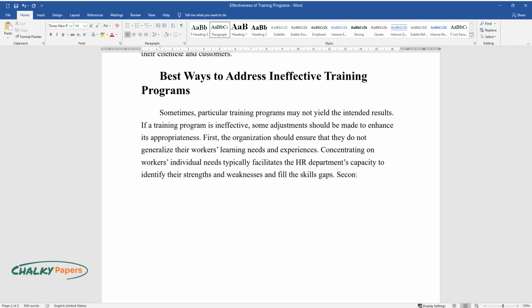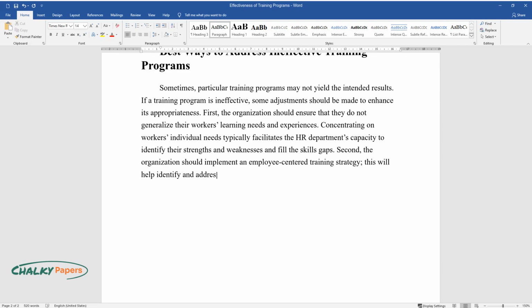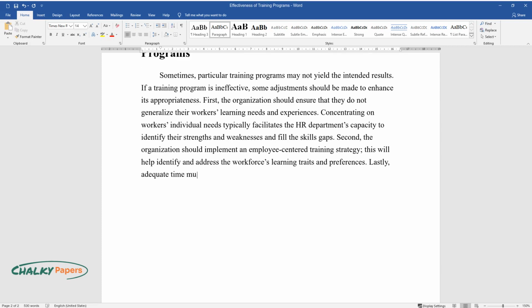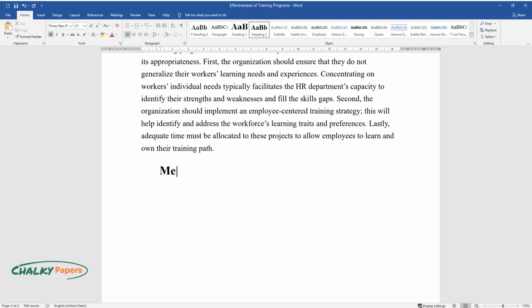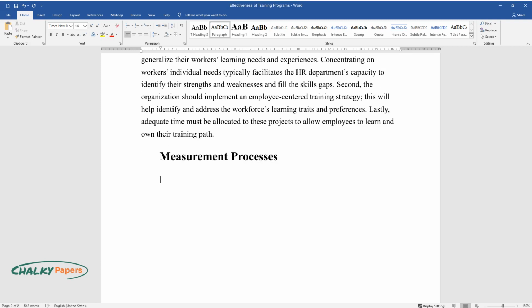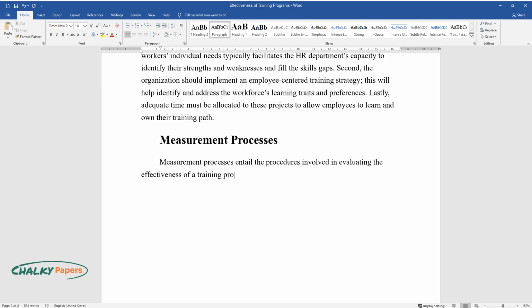skills gaps. Second, the organization should implement an employee-centered training strategy. This will help identify and address the workforce's learning traits and preferences. Lastly, adequate time must be allocated to these projects to allow employees to learn and own their training path. Measurement processes. Measurement processes entail the procedures involved in evaluating the effectiveness of a training program.